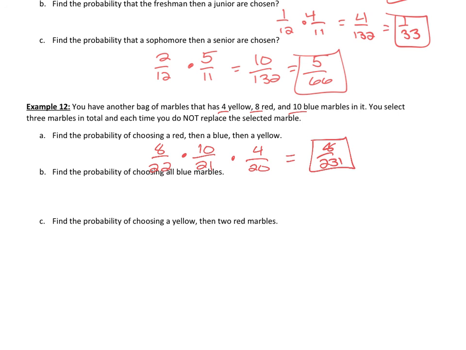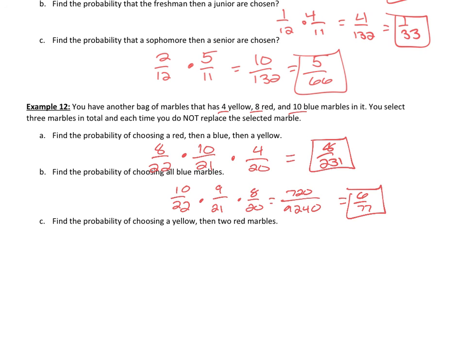Find the probability of choosing all blue marbles. Well, that would start with 10 out of 22. Now again, assuming that we drew a blue, that would make that 1 less. And choosing another one, that would get smaller as well. Take a minute to multiply these all up. Looks like we will have a 6 out of 77 chance.